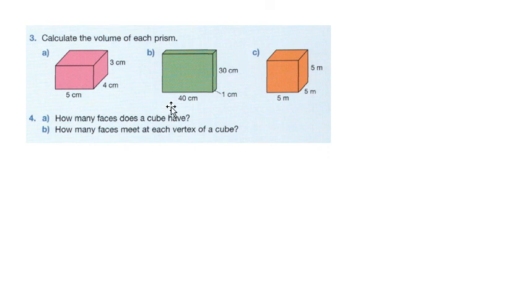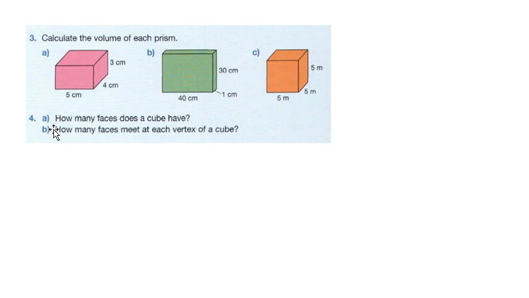And now let's go on to B. 40 times 30 times 1. Using mental math, we can say 4 times 3 is 12, and then add the zeros. So that's 1,200 centimeters cubed. And now for C, we can say 5 times 5 times 5. 5 times 5 is 25, times 5 is 125 meters cubed.